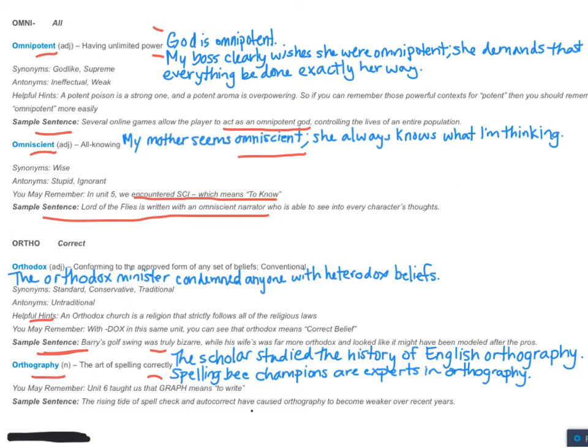So orthography can either refer to the study of how things are spelled, or it can just be knowing how to spell things correctly. And your sample sentence, the rising tide of spell check and autocorrect have caused orthography to become weaker over recent years. So the art of spelling correctly is more difficult for people as we can spell check and no longer memorize what the correct spelling of words is.